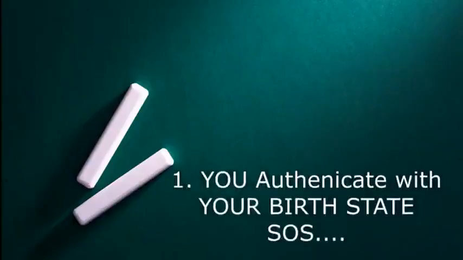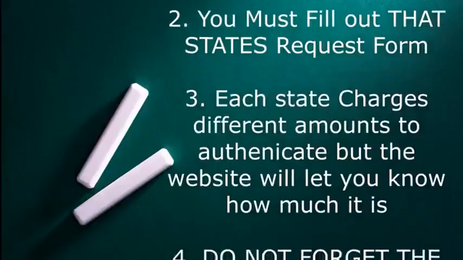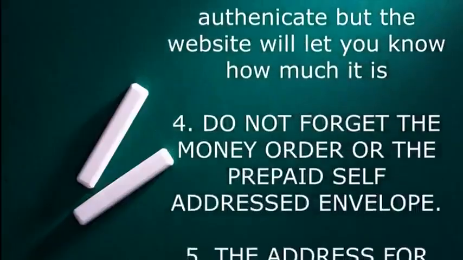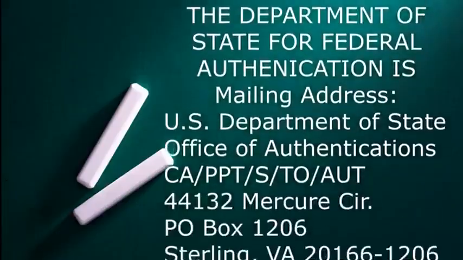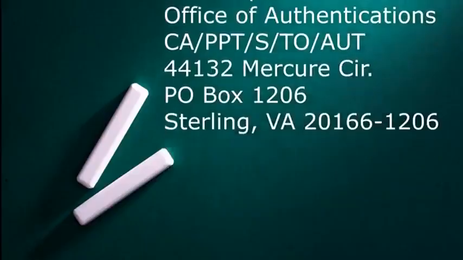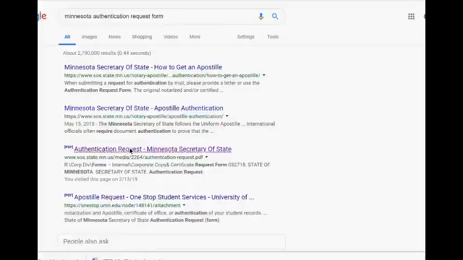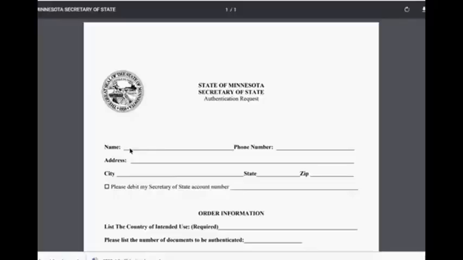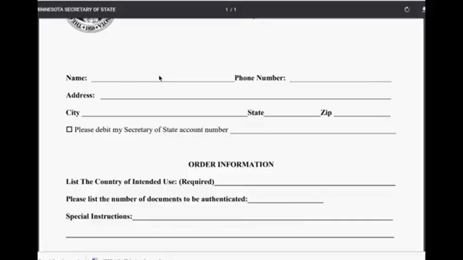Now, first thing you want to do when you authenticate your birth certificate is you're authenticating it through the state in which you were birthed. So if you were birthed in Arizona, then you would send your birth certificate with Arizona's authentication form. All right? Now, let's go over here, application form, request form, all right? So when you get to your state, Secretary of State, they'll have their request form, all right? Now when you pull this up and you print it off, you would put your birth name, right, your phone number, and then your address, okay?